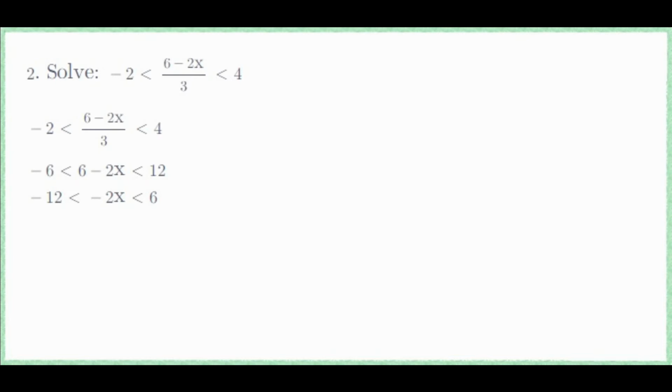Then, since -2 is a negative number, we have to flip the signs, so we say that 6 is greater than x is greater than -3, and then to write in a traditional form, we'll flip all of that. So we say that negative 3 is less than x is less than 6.